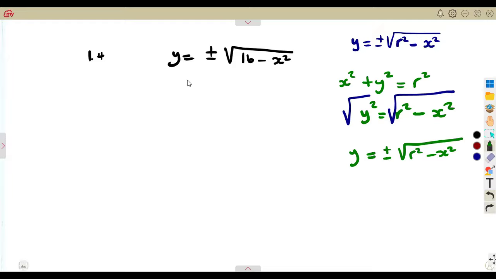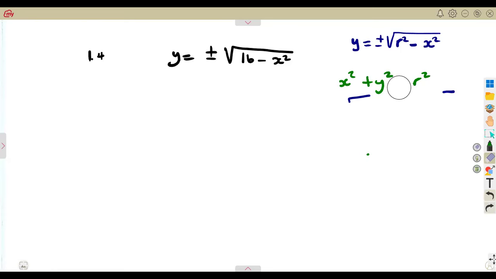So that's a complete circle. If it is a half circle, they will put one of the signs, either a plus or a minus. But in this case, there are 2 signs. So that is to show us we've got what? A complete circle. So as we can see, this is a circle where the radius is given by r squared.